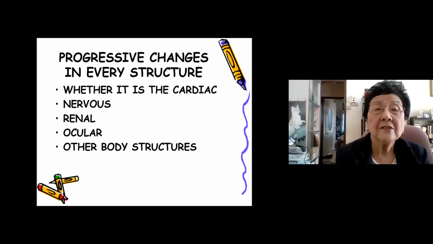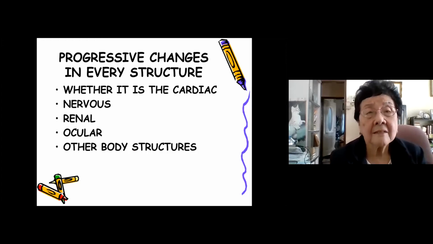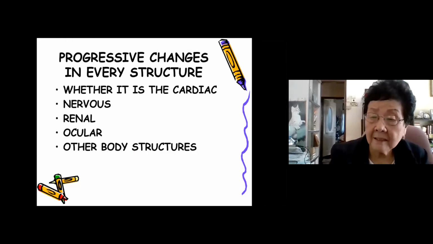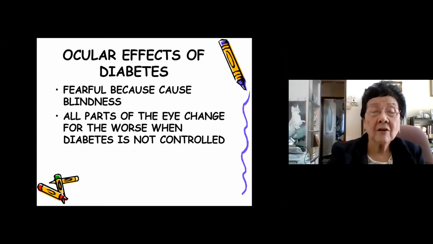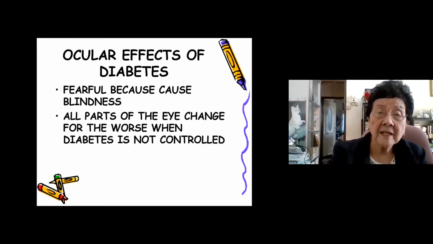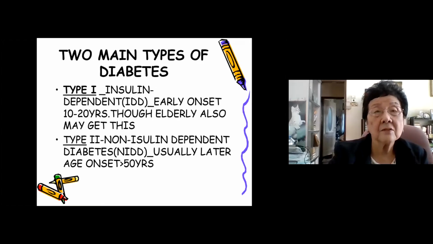The progressive changes which occur in every structure, the list will include, of course, your cardiac, nervous, renal, ocular, and other body structures. And the ocular effects can be fearful because it causes blindness, and all parts of the eye change for the worse when diabetes, especially, is not controlled.